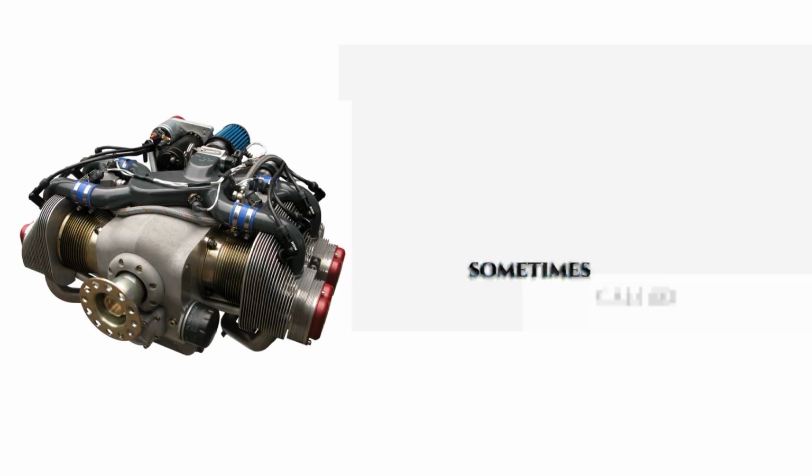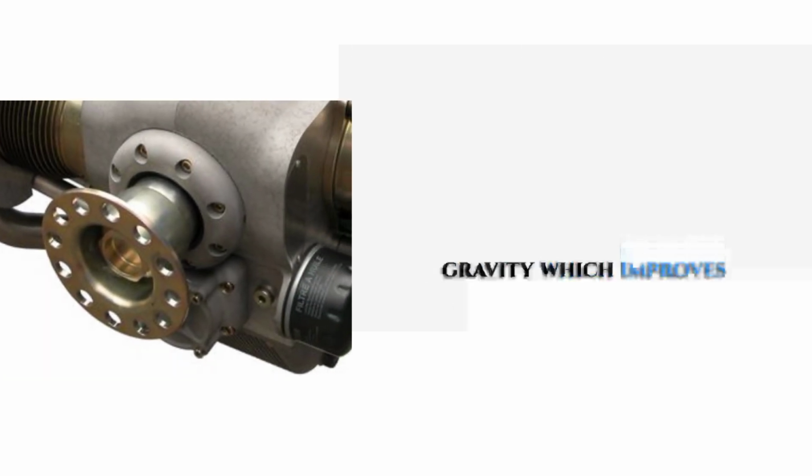A flat engine, sometimes called a horizontally opposed engine, places its cylinders on two sides lying flat and opposite each other. Instead of moving up and down in a vertical line, the pistons move outward from the center. This arrangement lowers the engine's center of gravity, which improves vehicle stability and handling. Because of this advantage, some car manufacturers have used flat engines in vehicles designed for better road balance and driving control.